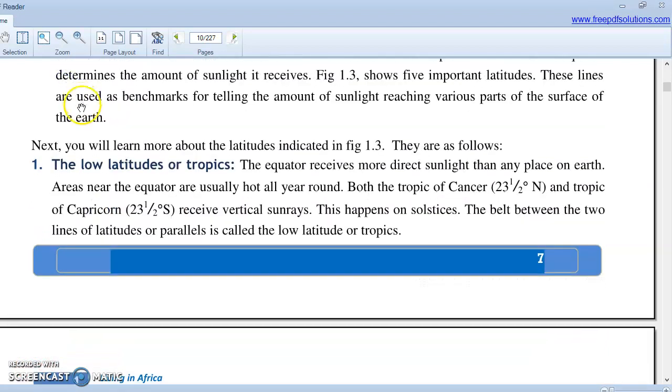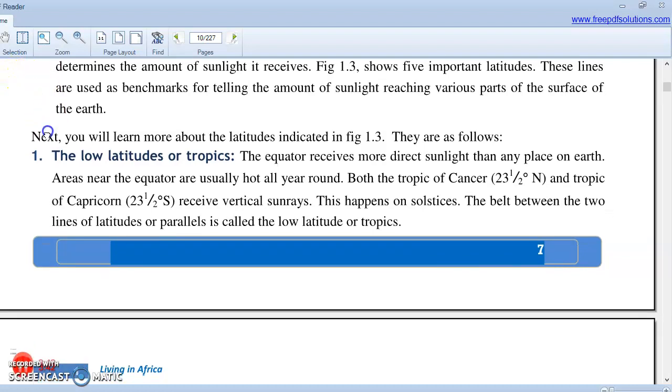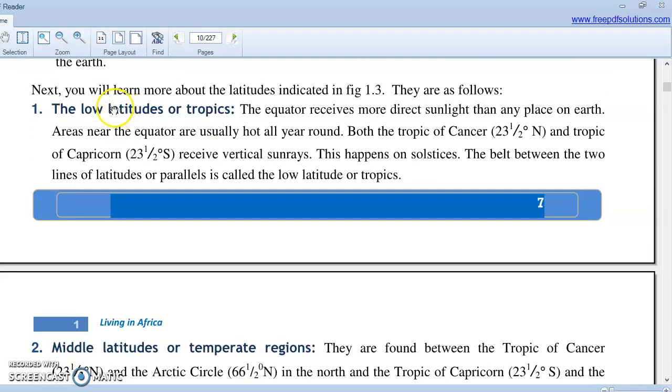Now, we're going to be discussing types of latitudes and the regions that latitudes classify the Earth's surface into. So there are low latitudes, or tropics. The equator receives more direct sunlight than any place on Earth. As we said earlier, the location relative to the equator determines the amount of sunlight the place receives. So at the equator, we receive more direct sunlight than any place on Earth. So areas near the equator have direct sunlight all year, so they're hot all year round.